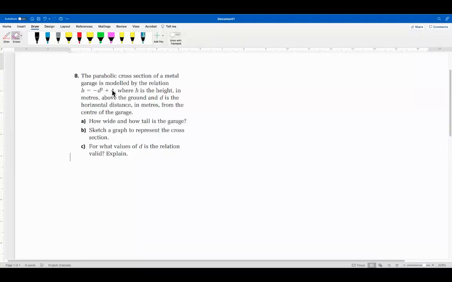Here's a question from 6.3. It's number 8, and they're asking us to complete A. We'll also complete B, but we will skip C. So don't worry about C.